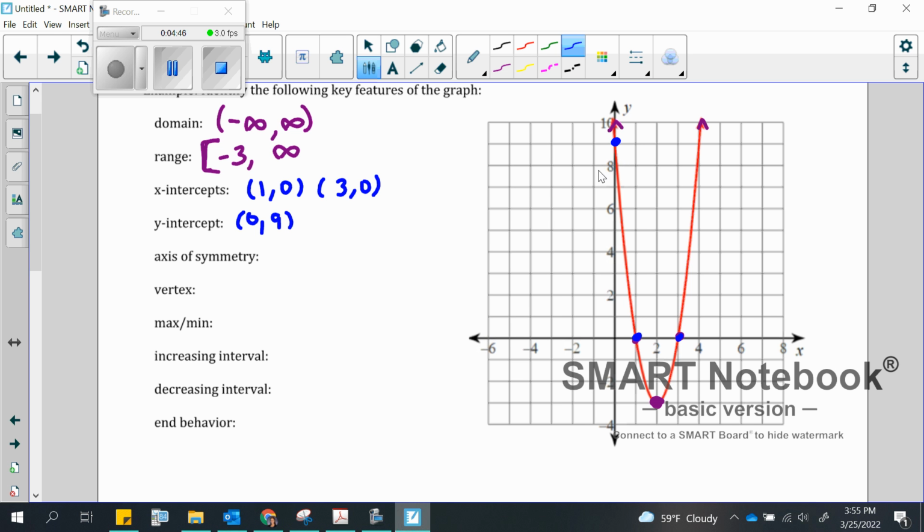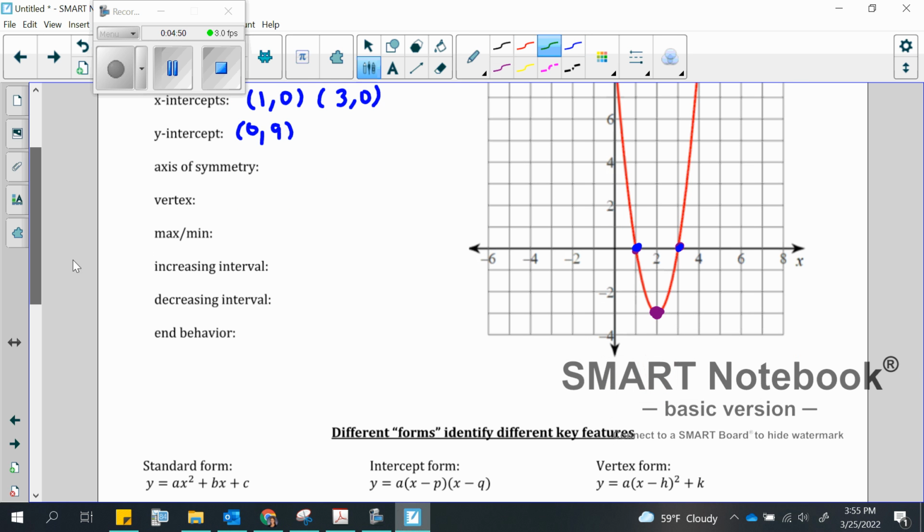And axis of symmetry and vertex. So vertex, we said, is where we change direction. So in this case, our vertex is our minimum if the graph is facing upward. It's our lowest point. So that is our vertex in this case. So what is the point for that? 2, -3. So I'm going to do the vertex first. So 2, -3 is the vertex.